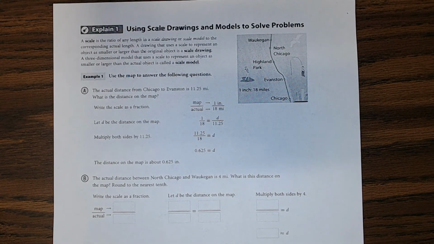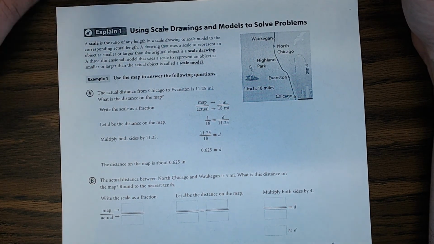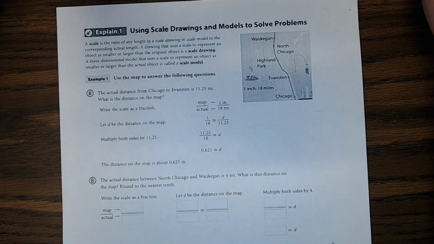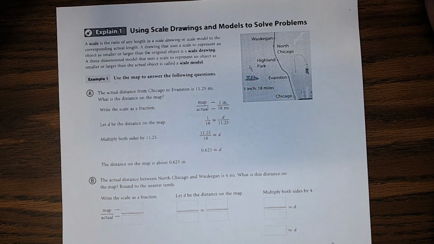All right, so what are some other ways you might see this? One of the ways is using scale drawings and models to solve problems. Scale is the ratio of any length in a scale drawing or scale model to the corresponding actual length. A drawing that uses a scale to represent an object as smaller or larger than the original object is a scale drawing. Now that's kind of important because it doesn't necessarily have to be small. Like a map takes a whole big area and makes it small, but there are some benefits to taking small things and making them bigger.